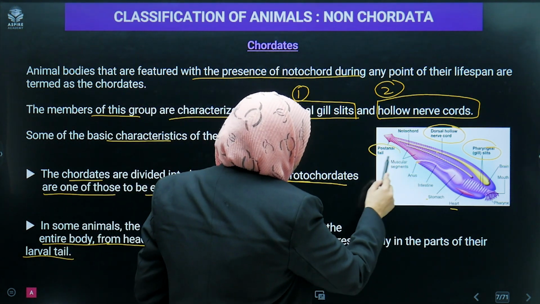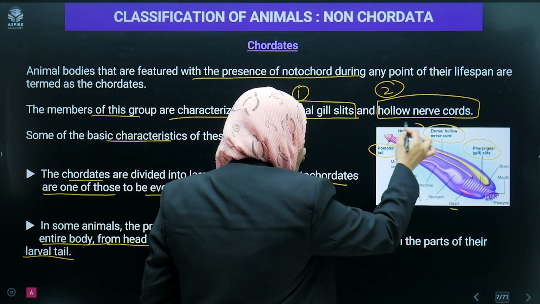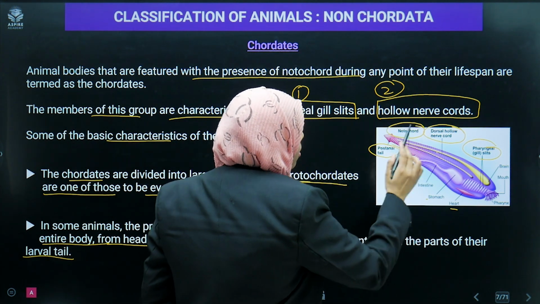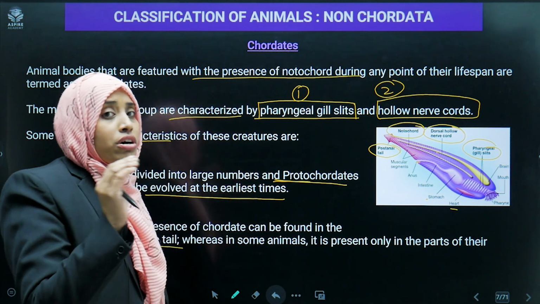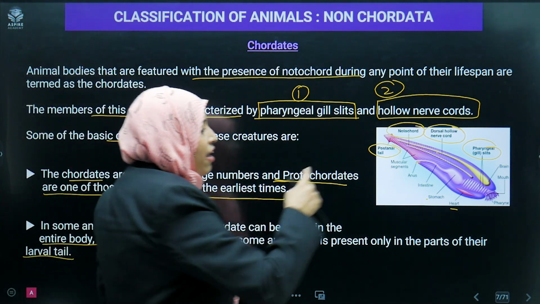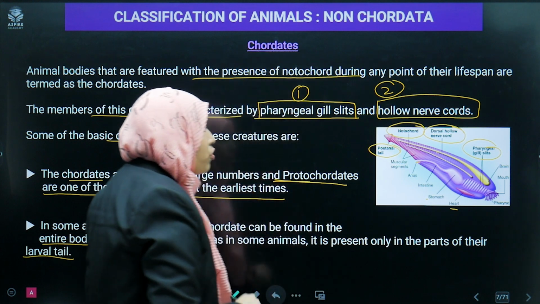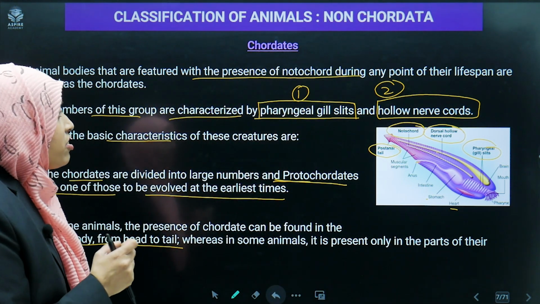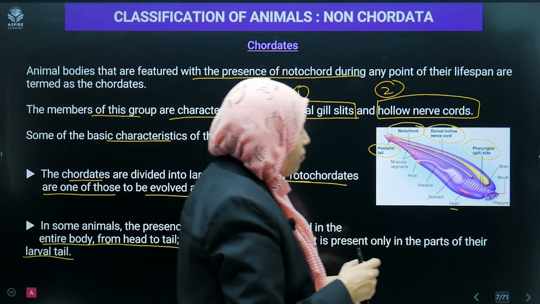Okay, post-anal tail, but the important things to mark over here are the notochord, then the dorsal hollow nerve cord, and the pharyngeal gill slit. So these are the important characteristic features of chordates.